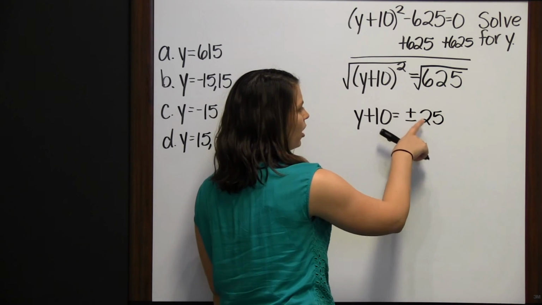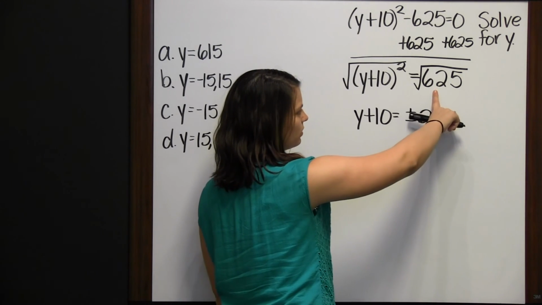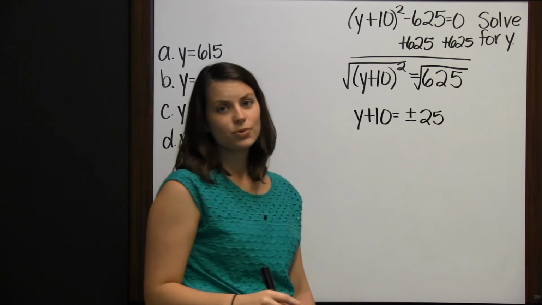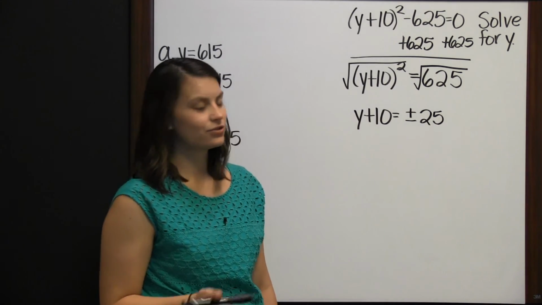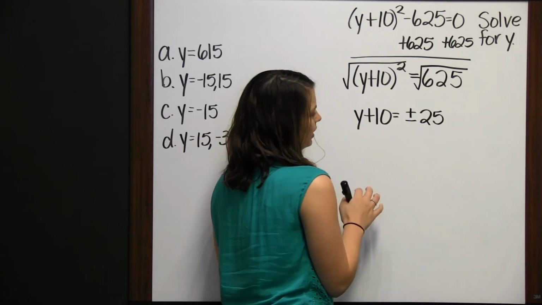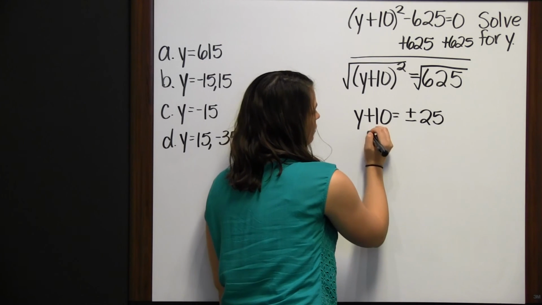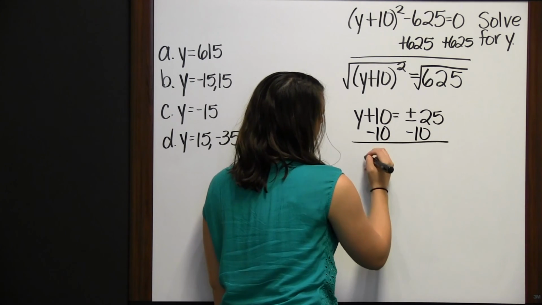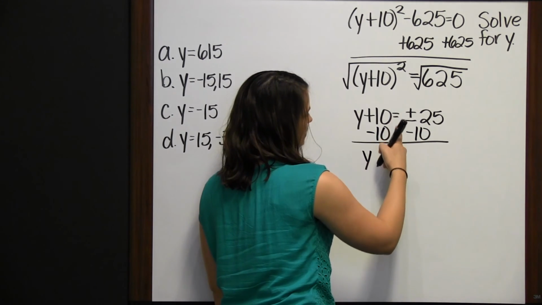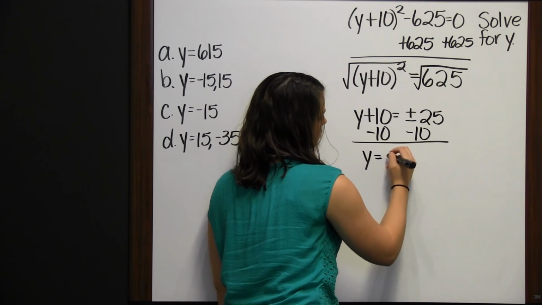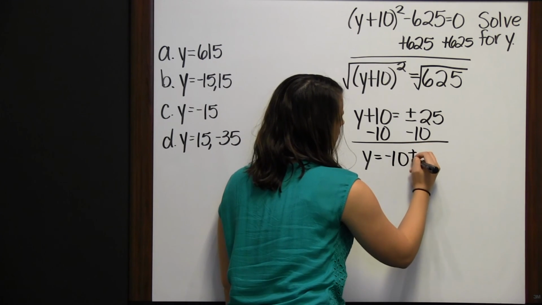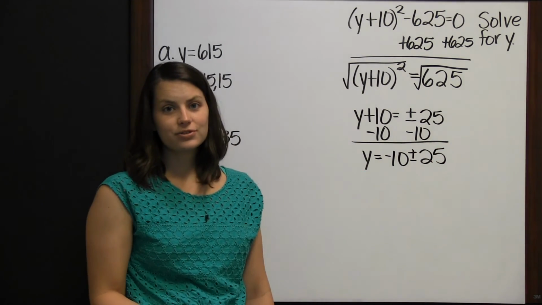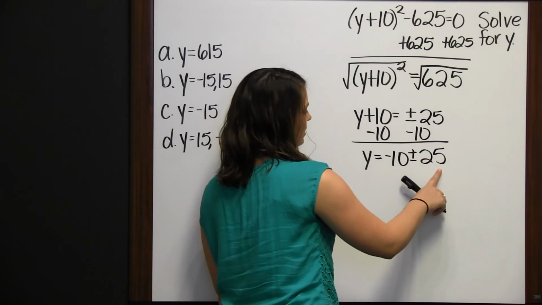That's because a positive 25 squared would give me 625, but also a negative 25 squared would give me 625. So we really have two answers there, so we write it with a plus or minus. And finally, to solve for y, we need to subtract 10 from both sides. So y plus 10 minus 10 is 0, so y equals negative 10 plus or minus 25. We have two answers, and to find them, we just need to simplify.